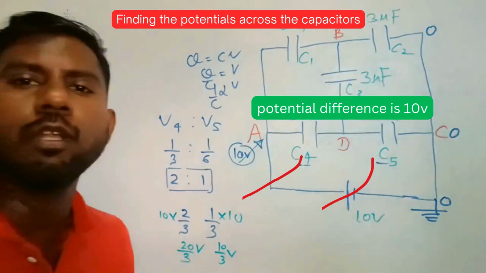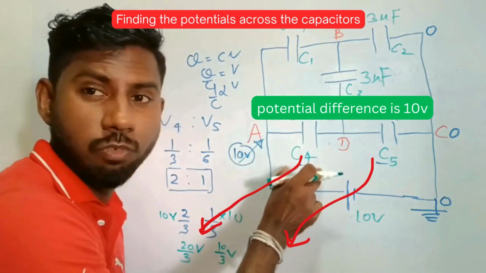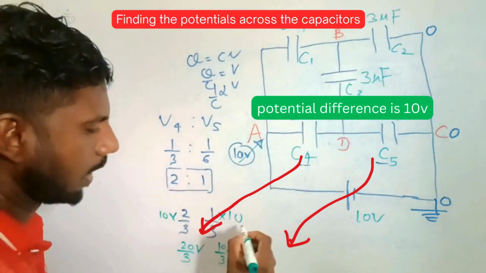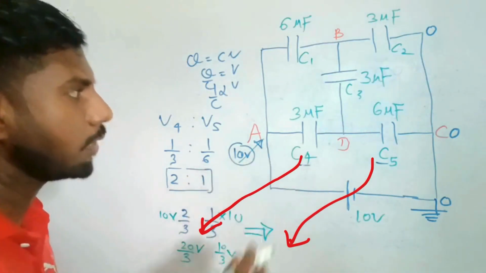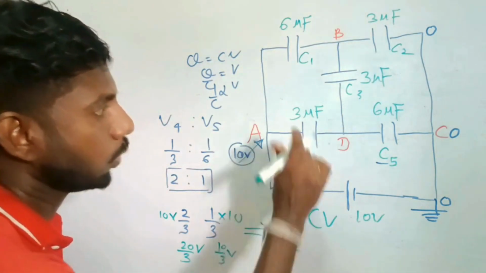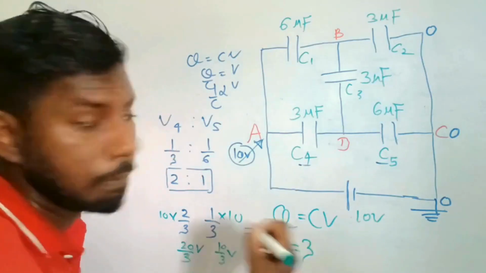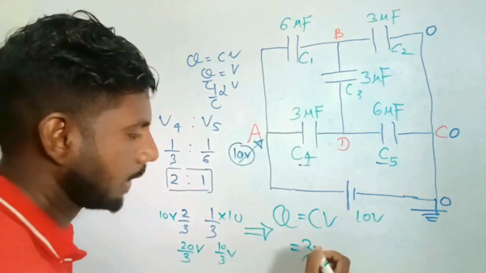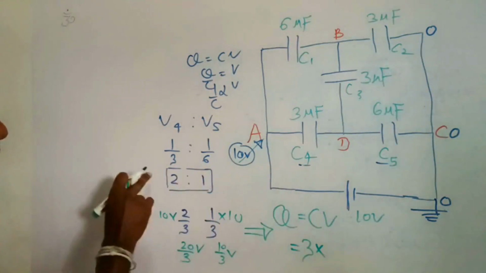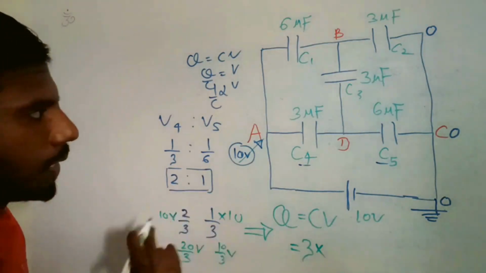So now we know the potential difference across C4 and C5 as well, right? So we have to multiply the values now. Let's apply the equation Q equals CV. So here C is 3 microfarad, remember that. So 3 into the potential difference across C4, it is 20 over 3, you can see that.